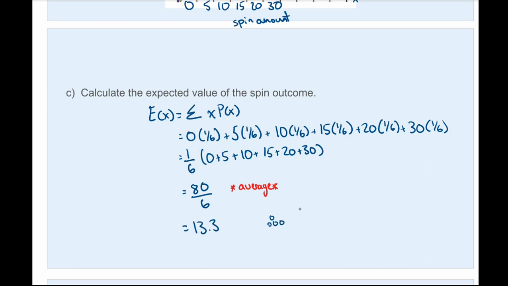So therefore, the average value of each spin is 13.3. Or you could round it to 13 if you wanted.